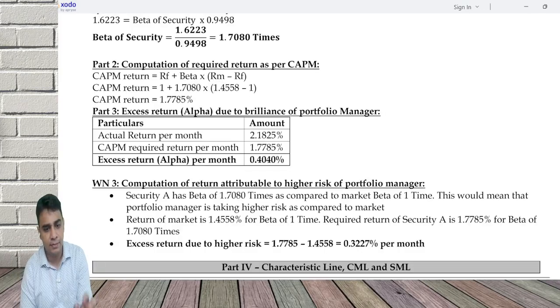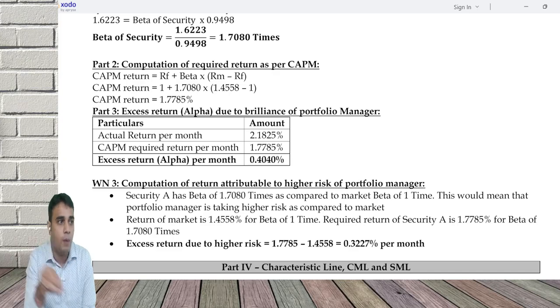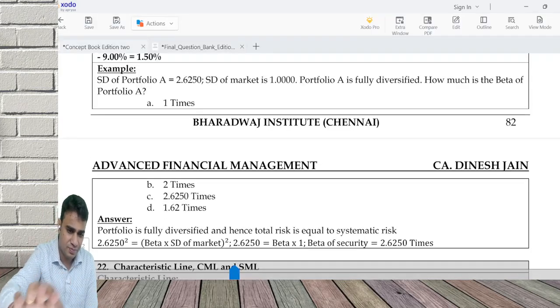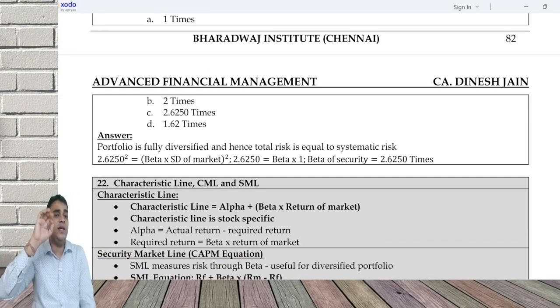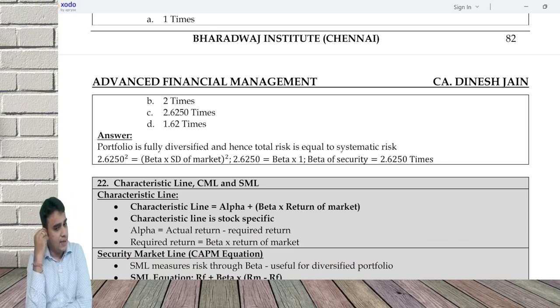Any doubts on this? Characteristic line, CML and SML. I want to link them together in one approach. That is why we are going to discuss all questions related to this together. Now listen. Each of you, guys, be in listen mode. Characteristic line, CML and SML, all three can be used to calculate required return.